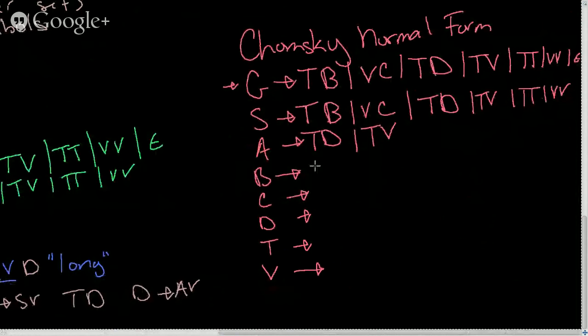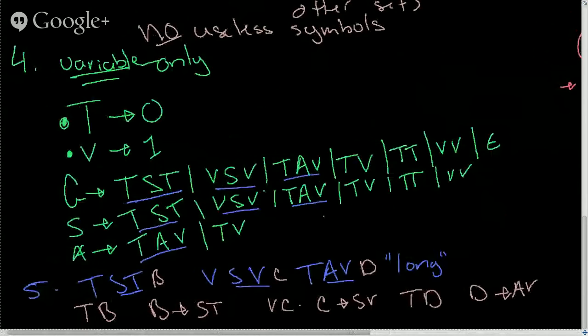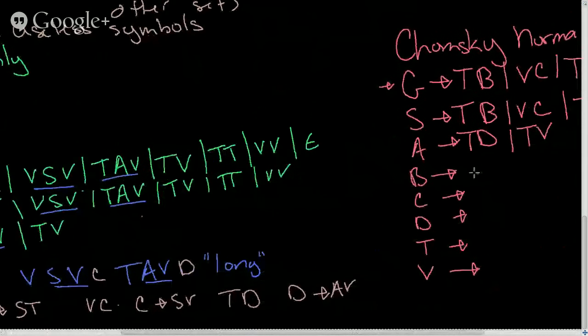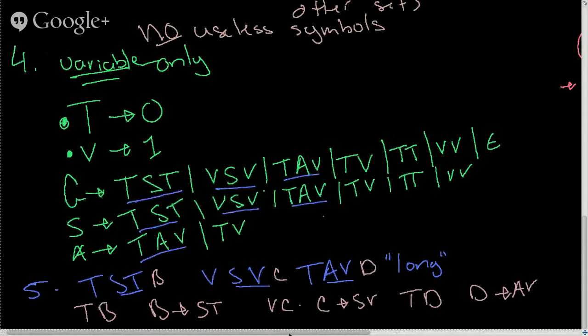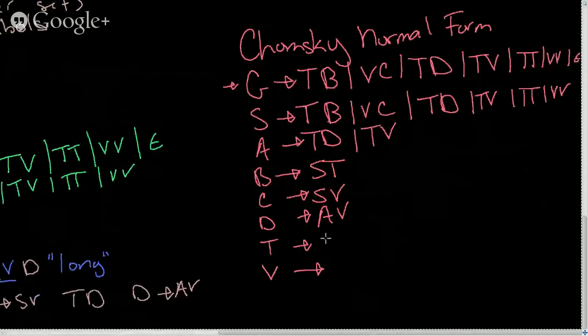B, we decided from over here is going to go to ST. C from right here is going to go to SV. D right here is going to go to AB. And then we decided up here that T goes to 0 and B goes to 1. So T goes to 0, B goes to 1, and that is it.